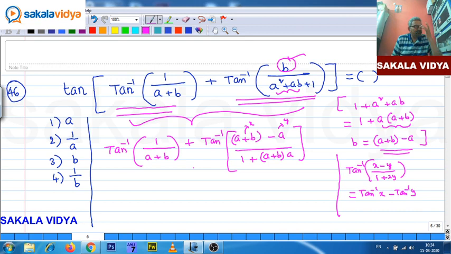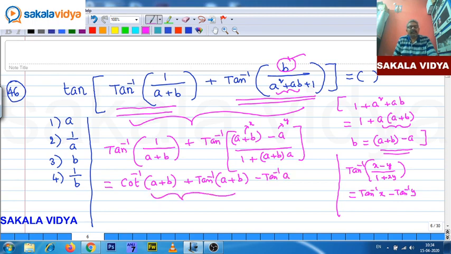So, that means this is equal to tan inverse of 1 by a plus b, we can write cot inverse of a plus b, no problem. Plus this can be written as tan inverse of a plus b minus tan inverse a. If you see this, tan inverse x plus cot inverse x is pi by 2. So, pi by 2 minus tan inverse a. Now it has been simplified as pi by 2 minus tan inverse a.